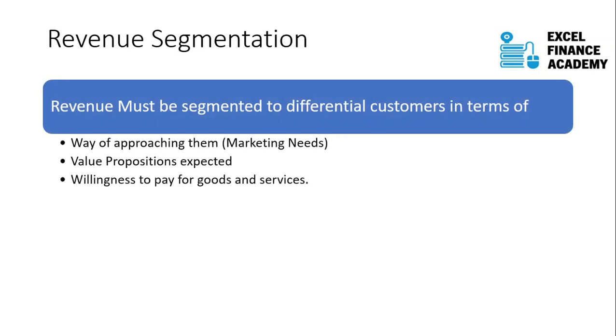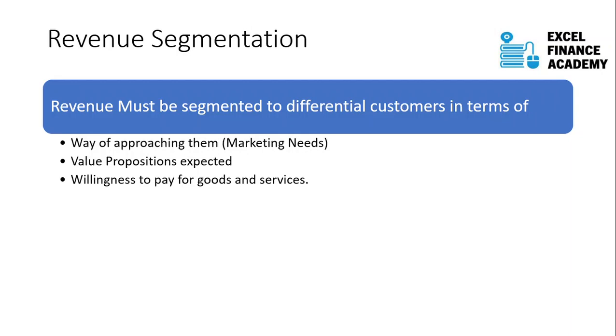So the revenue segmentation is normally done from the customer in the way of how we approach them, how we market, or how they book us, how they come to us. They can come to us directly, they can come to us indirectly, via travel agents, via corporate companies, via other companies, right?